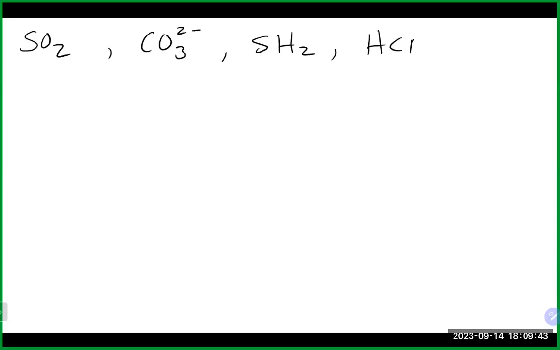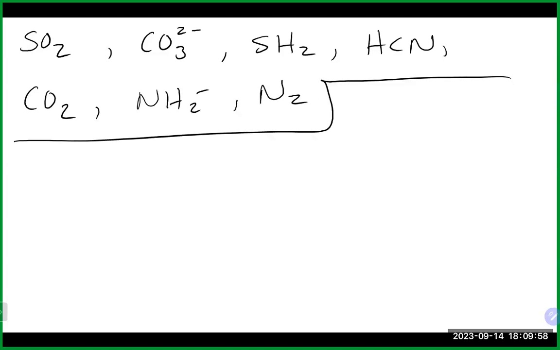So I drew some. Your turn, just to draw like crazy. All right, why don't you draw SO2? Why don't you draw CO3 2 minus? Why don't you draw SH2? Why don't you draw HCN? Why don't you draw CO2? NH2 minus. And we'll do lucky number N2. All right, we'll take some time here to lay out some nice Lewis structures and see what you come up with.